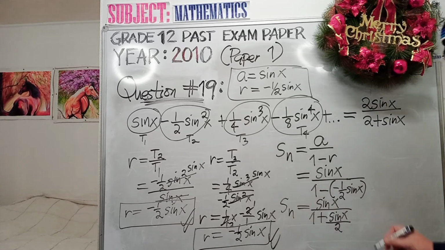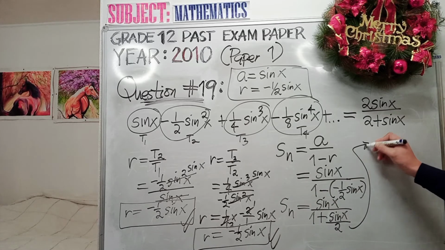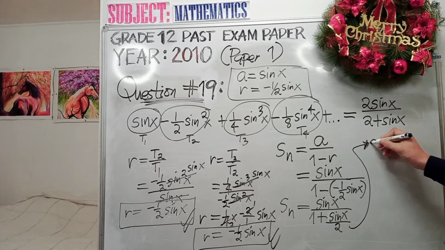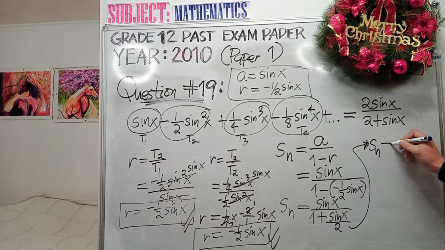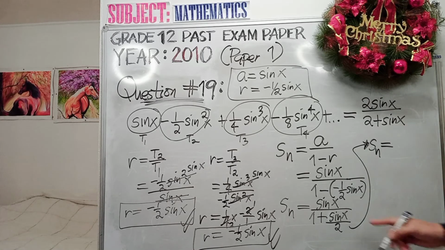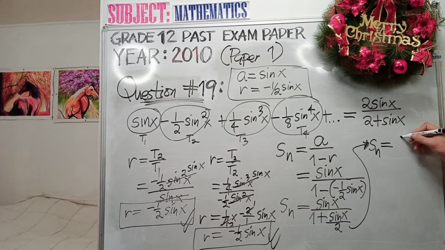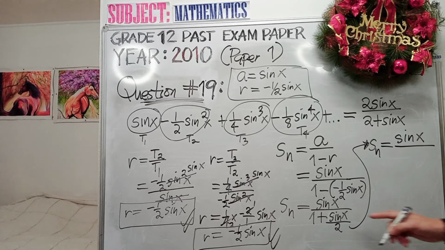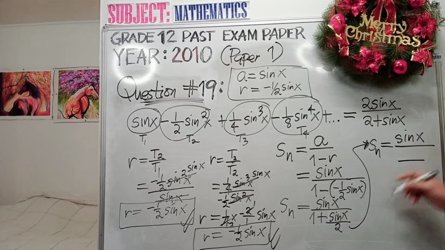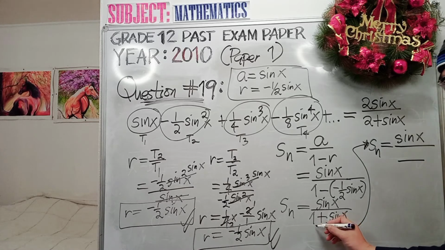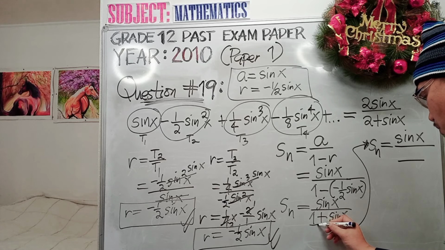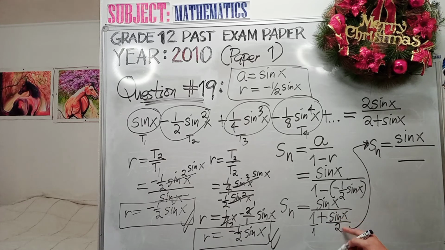You see there? Okay, we can have space over here, and then we get our final answer. The sum of the n square is equal to this one here, sine x all over, this one is understood, okay, the common denominator, the denominator of 1 is 1. And then plus sine x, the denominator is 2, so the common denominator is 2.